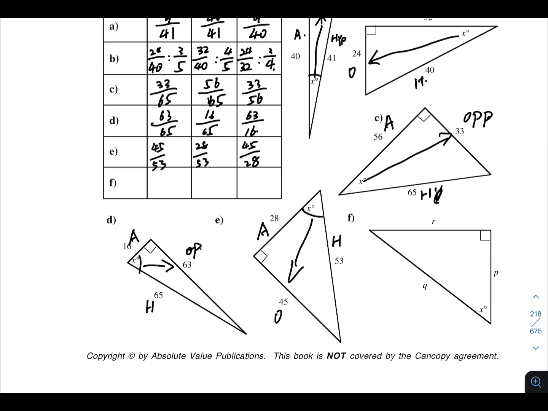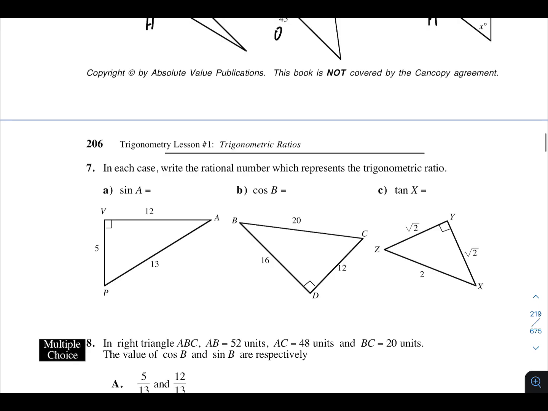Okay, the last one. For this part, this is opposite, the longest is hypotenuse, and the remaining one is adjacent. So this is R, opposite divided by hypotenuse is Q, and adjacent divided by hypotenuse, and for the last one is opposite divided by adjacent. The last one of today. In each case, write a rational number which represents the trigonometric ratio.